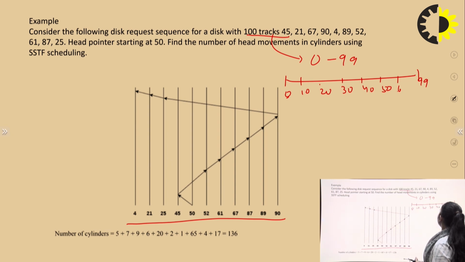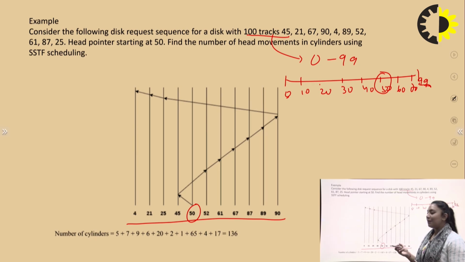First mention all the elements, then we start at 50, right? The starting point is 50. After that, we need to search for the closest element to 50. The closest elements are 45 and 52, and the one with the shortest seek time is 45. So we move to 45, right? After 45, which element has the closest seek time?